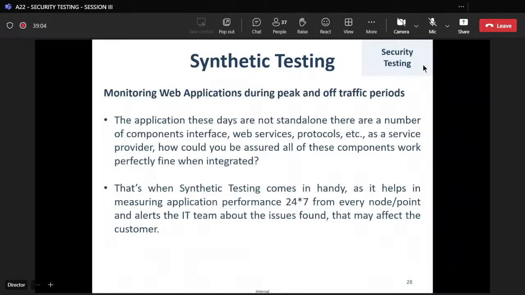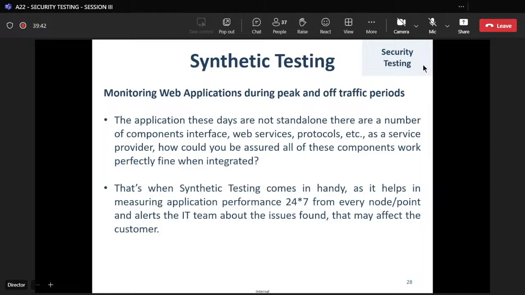Then next we are going to discuss another requirement, monitoring the web applications during the peak and off traffic periods. Because the applications these days are not standalone. You'll be having a lot of components which interface with each other, and also you'll be finding a lot of web services and various protocols running. So the service provider should assure that all these components work perfectly fine when they're integrated. From the customer standpoint, it may be a single service, but you'll be finding a lot of vendors. The various components will be integrated and work together.